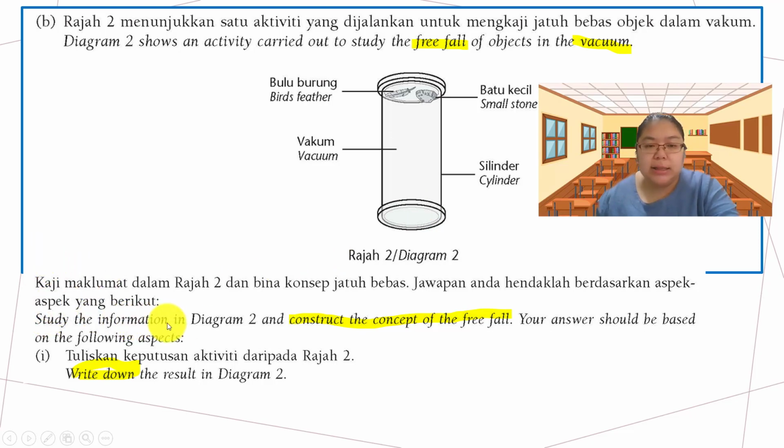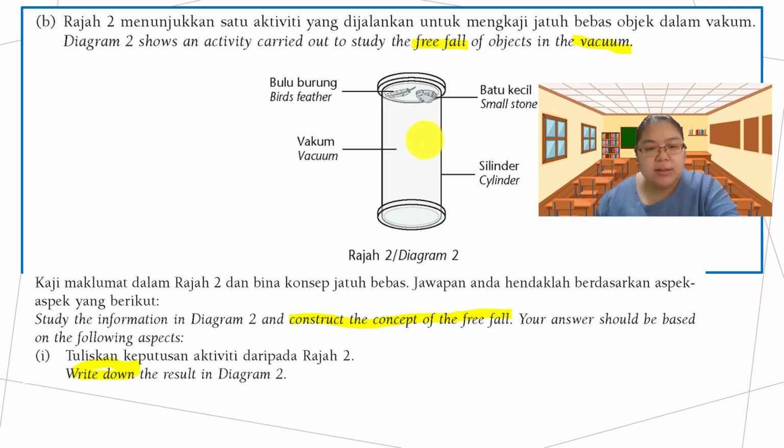Now you need to study the information here and also you need to conduct the concept of free fall. Your answer must be based on the following. So this type of question has a format, and we see how to write the answer. Write down the result in the diagram too. What's the result? The bird feather and also the stone will reach the ground, reach the bottom at the same time. You also can say these two are pulled only by the gravitational force.